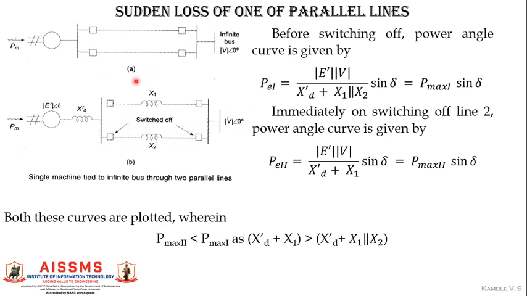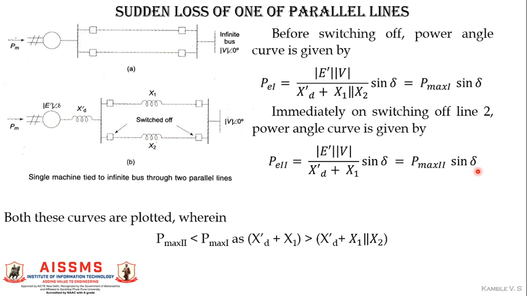Only one reactance will be present. That reactance will be due to the line which is there in the circuit, and this is the only one line which is present in the circuit. So it will be X dash D plus X1 into sine delta. Again this term E dash V divided by X dash D plus X1 will be considered as P max 2. So the PE2 will be P max 2 into sine delta.